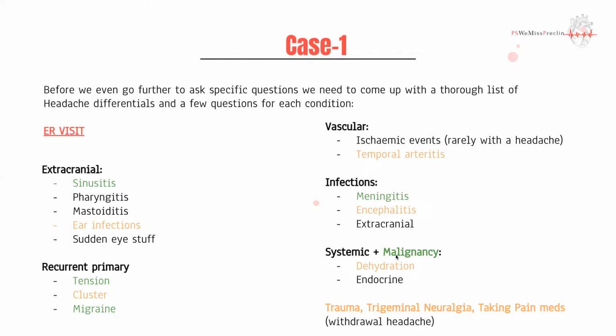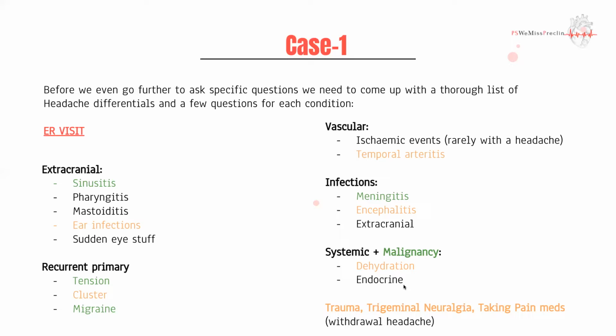Systemic causes: they might be dehydrated, they might have an underlying endocrine problem like DKA, or many acid-base disorders can present with a headache. The big one that you should always look out for is malignancy. When I think malignancy, I'm thinking brain tumors. Firstly, is this a primary or is it a secondary? Has it originated in the brain, which is what most brain tumors are, or is it a secondary that has come from somewhere else?